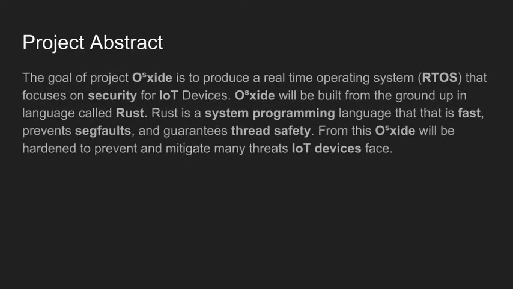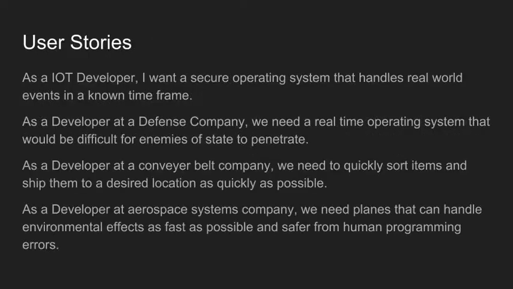The goal of Project Oxide is to produce a real-time operating system that focuses on security for IoT devices. Oxide will be built from the ground up in a language called Rust. Rust is a systems programming language that is fast, prevents seg faults, and guarantees thread safety. From this, Oxide will be hardened to prevent and mitigate many threats IoT devices face.